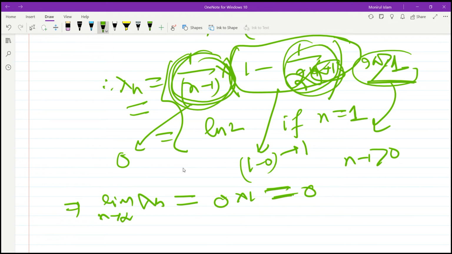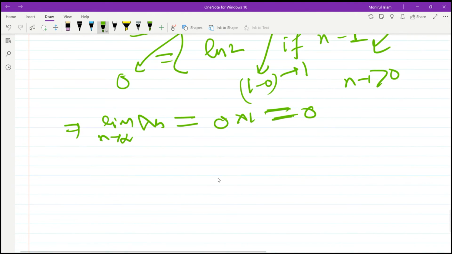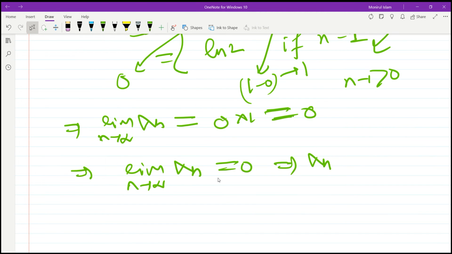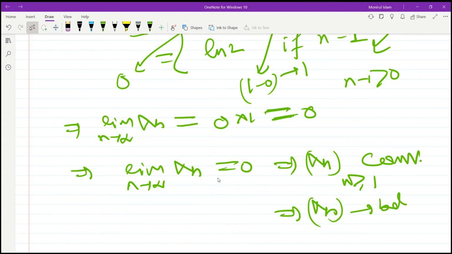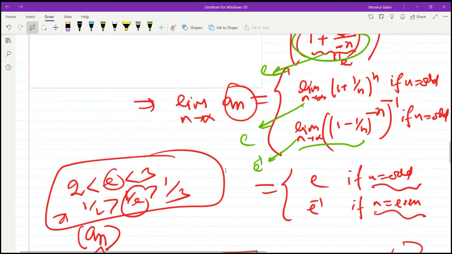Okay, so as n tends to infinity, lambda will be 0. So lambda n is a convergent sequence. Every convergent sequence is bounded, it's a result. So lambda n will be bounded, no issue, because every convergent sequence is bounded.